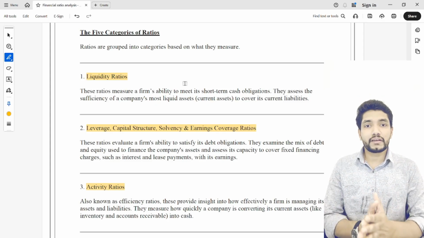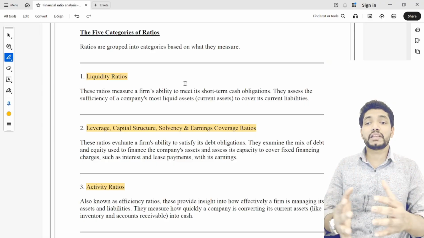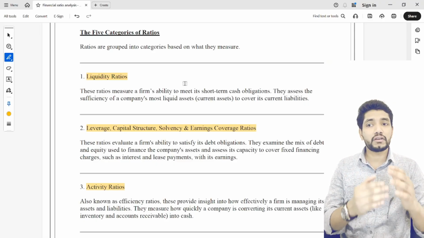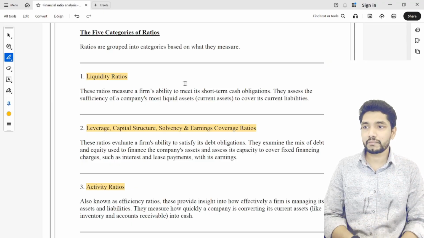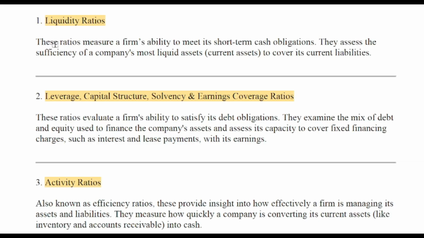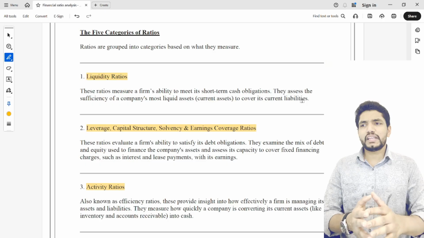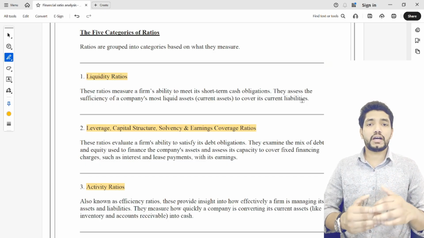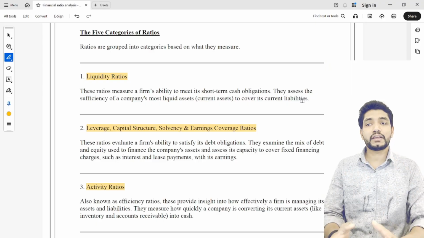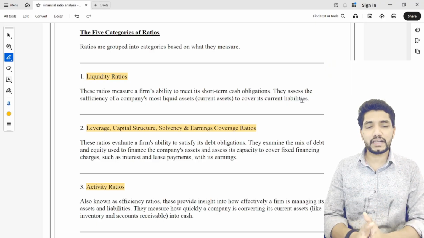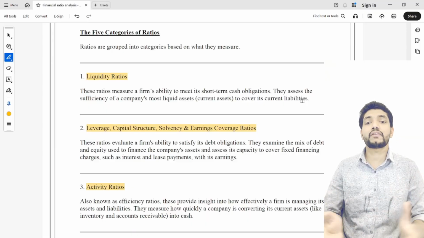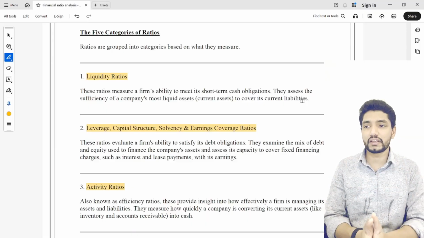What does liquidity mean? Liquidity is a firm's ability to pay its short-term obligations by using its short-term assets. This ratio measures a firm's ability to meet its short-term obligations. It assesses whether a company's most liquid assets are sufficient to cover its current liabilities, which simply means it's measuring if the company has sufficient current assets to meet its current liabilities. This is liquidity, which means short-term solvency.